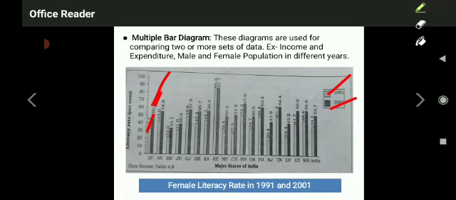Like that, we have to showcase it in a very clear manner to understand the actual and accurate situation of that particular activity. So this is all about the single bar diagram and multiple bar diagram.